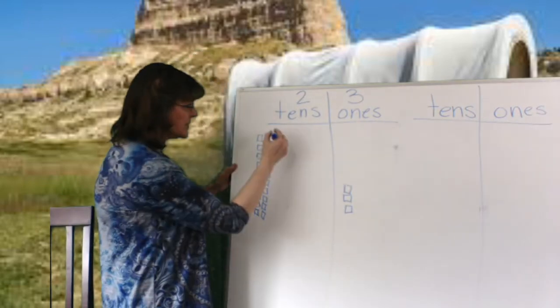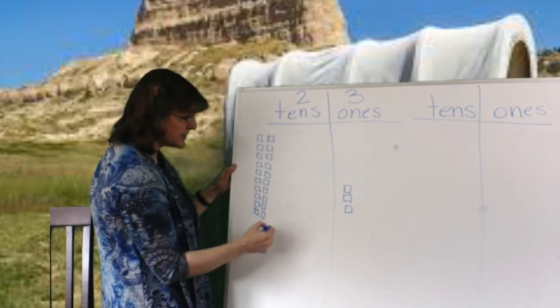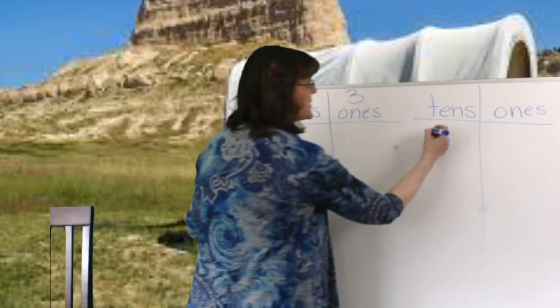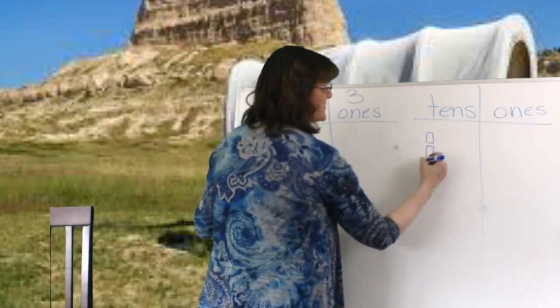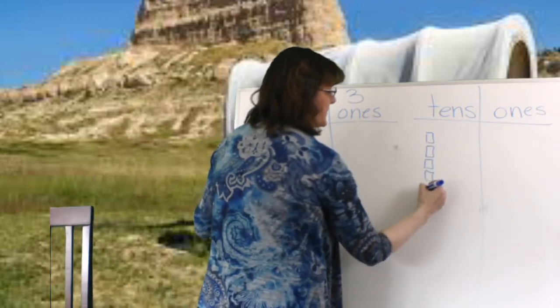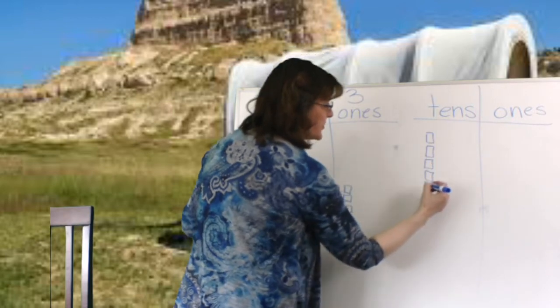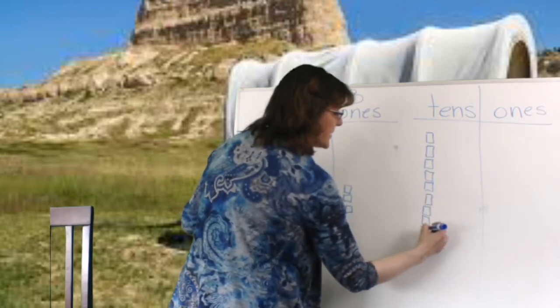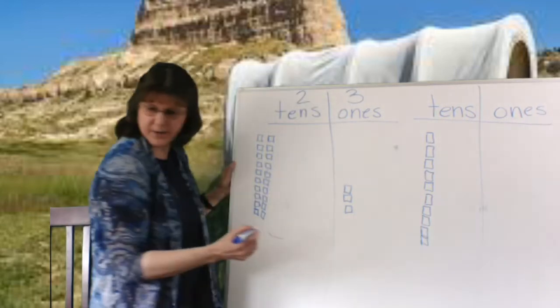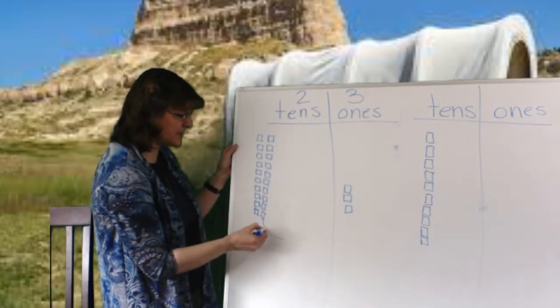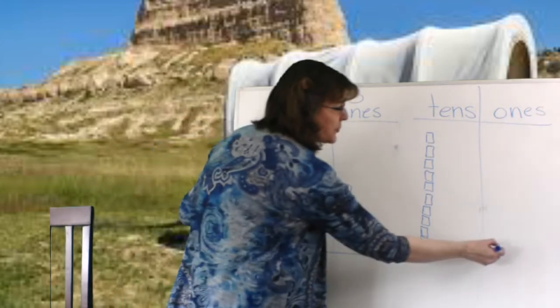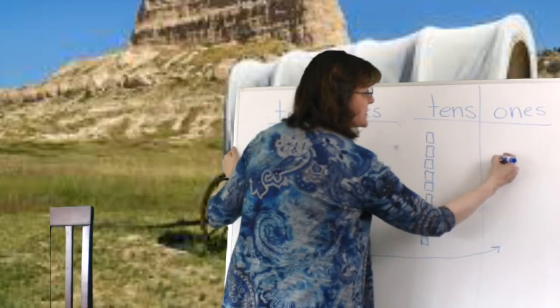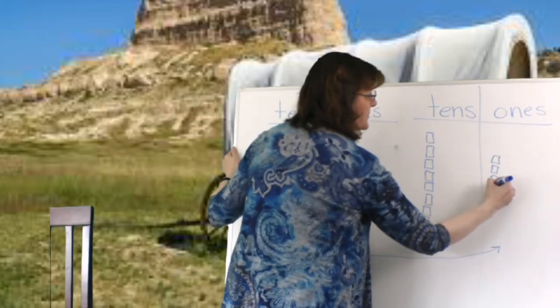So what I'm going to do, I'm actually going to break apart a set of these 10s. So I'm going to keep one set in my 10s. 1, 2, 3, 4, 5, 6, 7, 8, 9, 10. And now I'm going to break apart this other 10 here and put it over in the 1s.